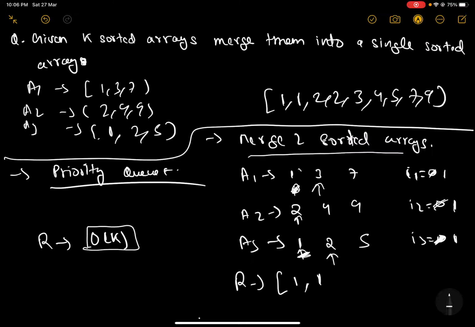So the pointer will be incremented, 2 will be inserted in the result list, and the pointer will also be incremented over here. Now between 2, 4 and 3, I know that 2 is the smallest one, so 2 will be chosen. The pointer will be incremented by 1 again. All right, so between 3, 4 and 5, 3 is the smallest one, so 3 will be chosen. All right, now between 4, 5 and 7, 4 is the smallest one, so now 4 will be chosen.